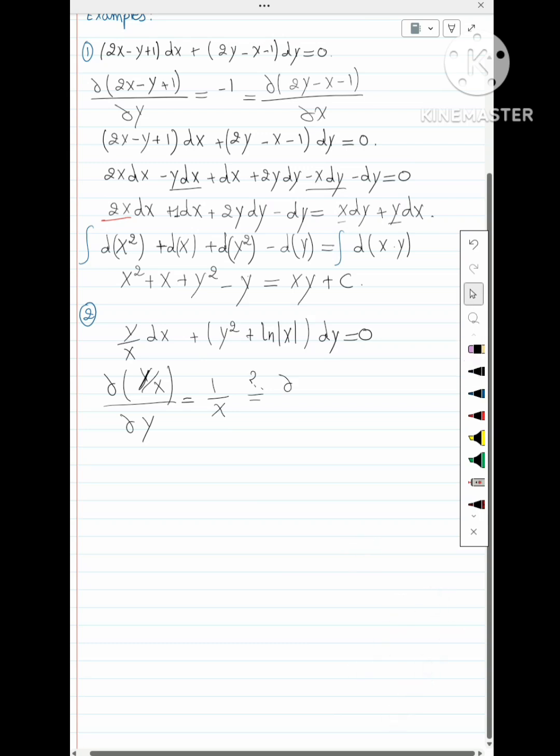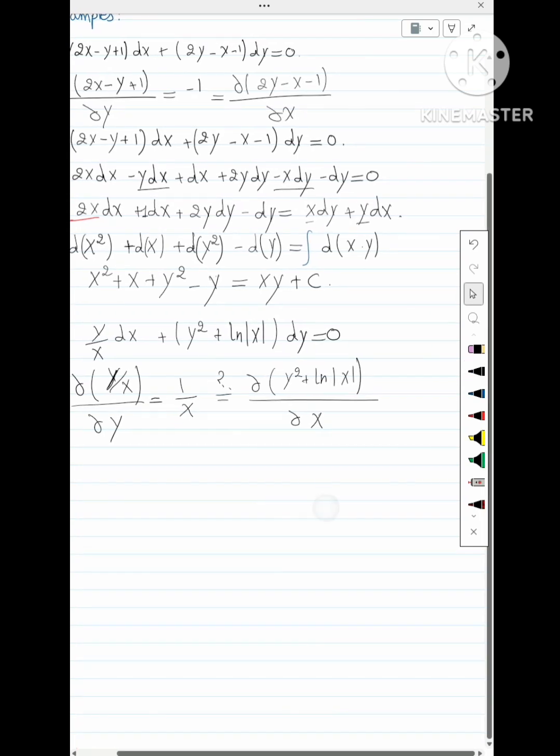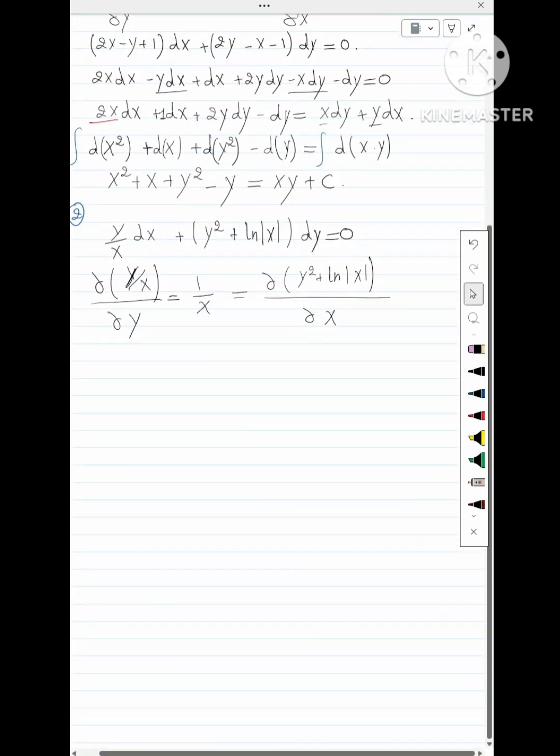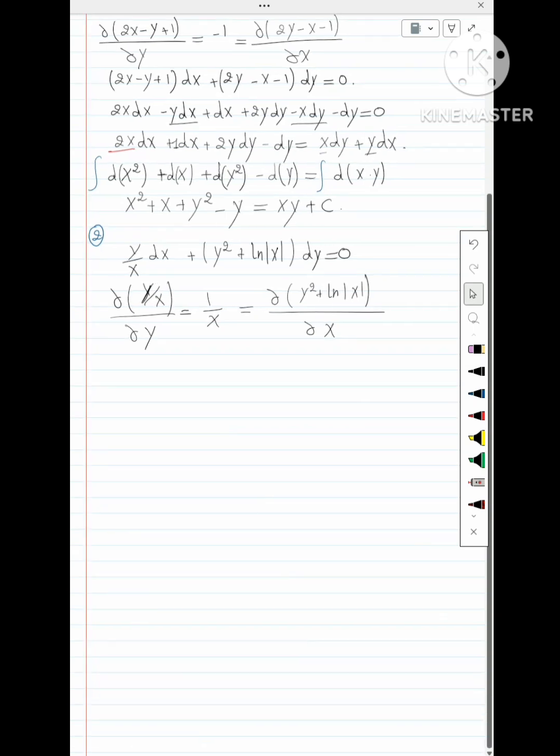the derivative of y squared plus ln x with respect to x. With respect to x, y squared is going to be 0. The derivative of ln x is going to be 1 over x. So it is equal. Actually, it's equal. So we are in the case of an exact differential equation. And now we are going to solve it.